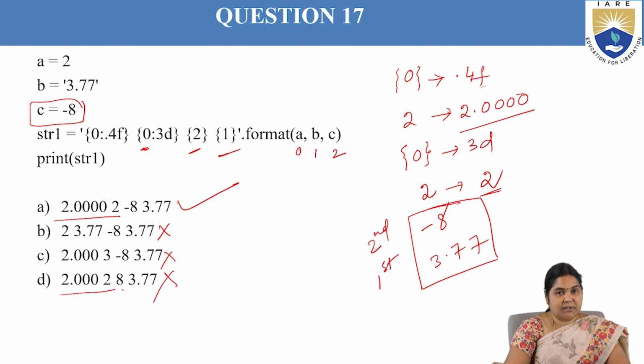2.0000, the first argument. The second argument is converted into an integer, 2. The third argument is as it is, the fourth argument is as it is. So -8 and 3.77 will be displayed. Next question.